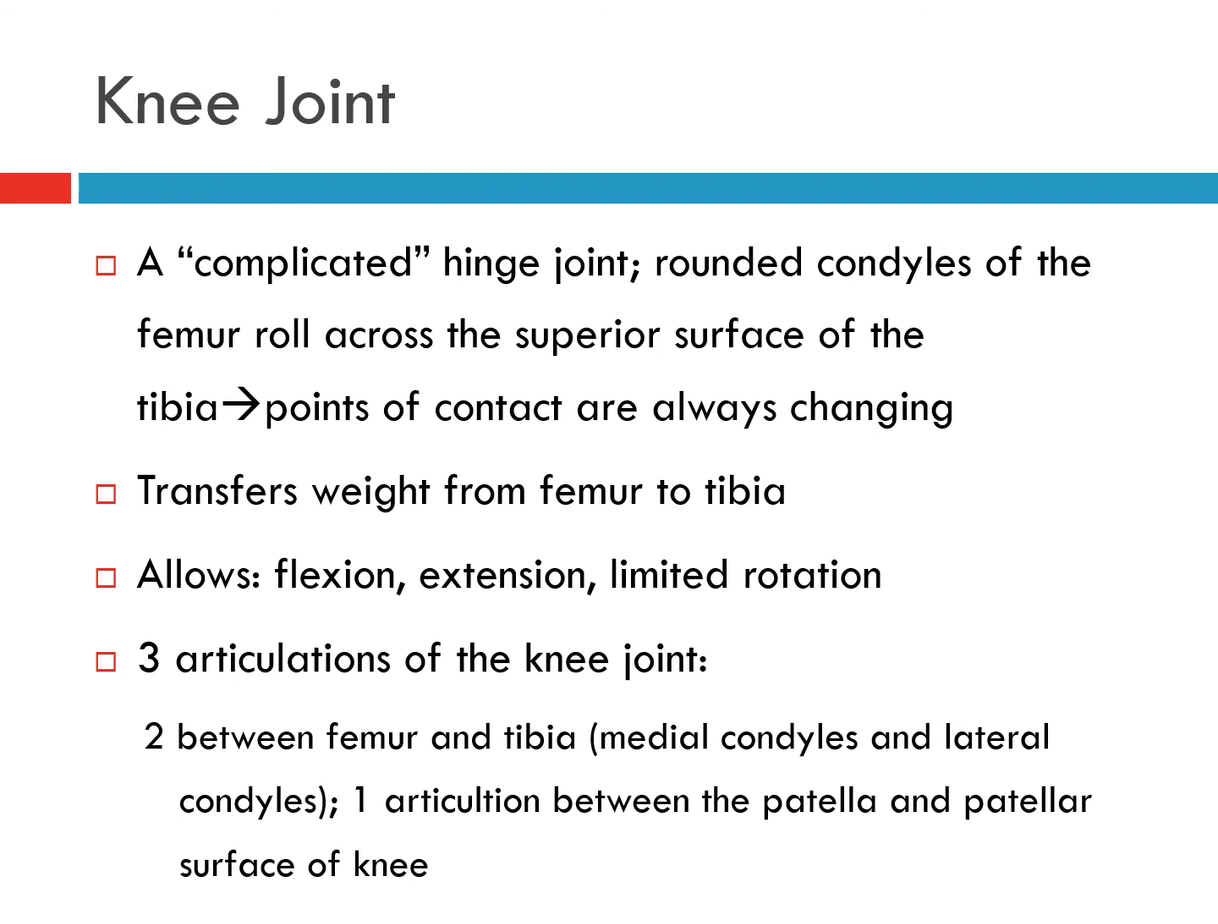We have 3 articulations at the knee: 2 between the femur and the tibia at the medial and lateral condyles, and 1 between the patella and the patellar surface of the femur. Here I want to point out, and I hope that you remember it, that the patella articulates with the femur, period. The patella does not articulate with the tibia, it does not articulate with the fibula, it only articulates with the femur.